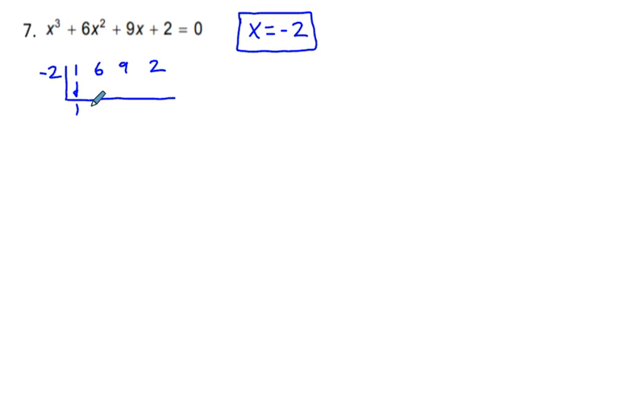So we get 1. -2 times 1 is -2. 4. -2 times 4 is -8. We get 1. -2 times 1 is -2, 0. So we get x squared plus 4x plus 1 is equal to 0. And we have a situation here where this is not factorable.